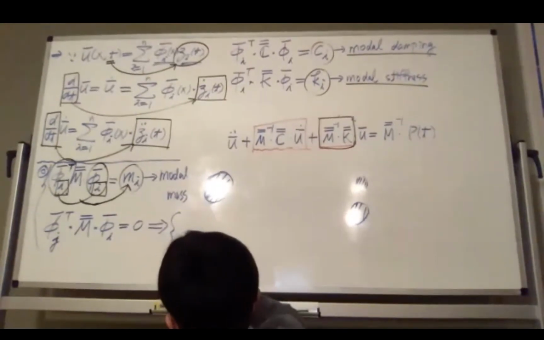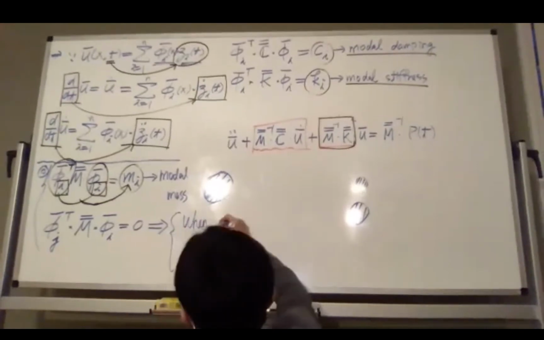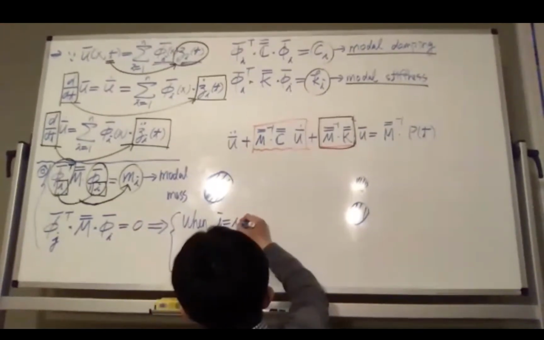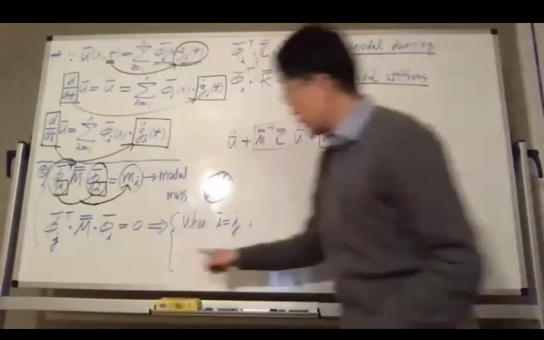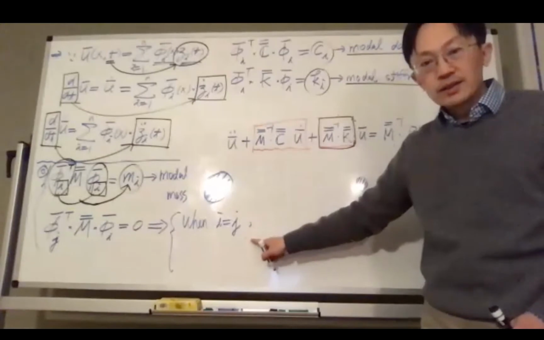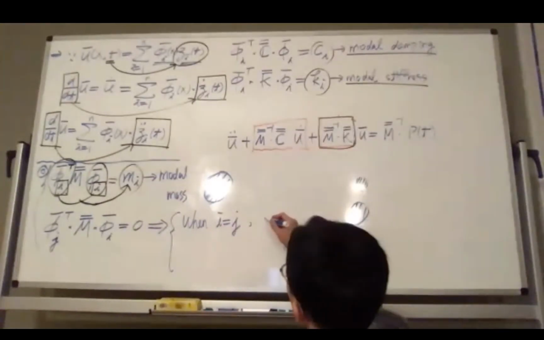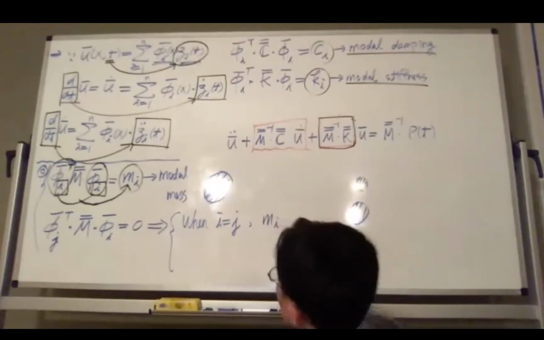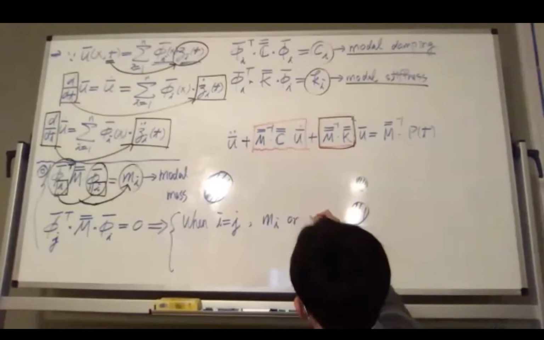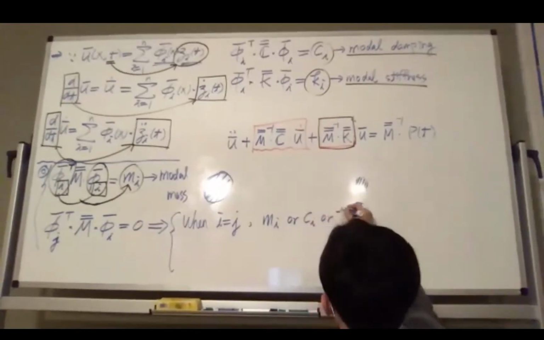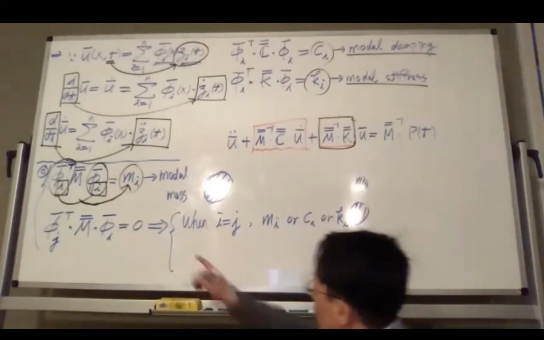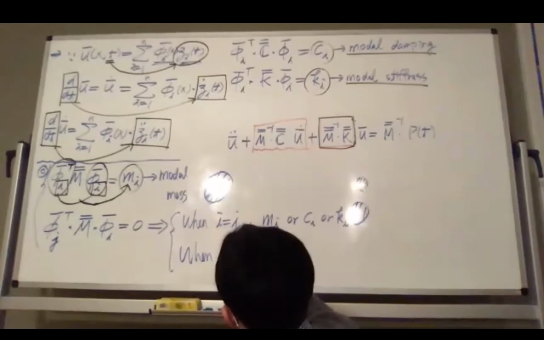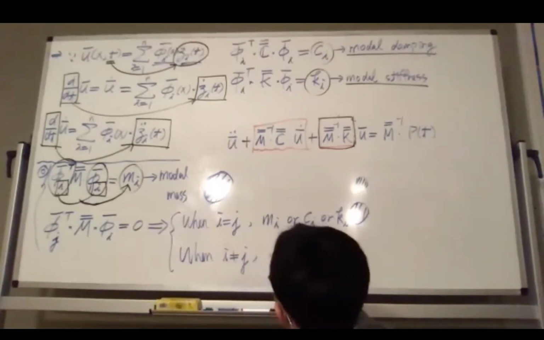This operation, when i and j are the same, will not give you 0, but will give you either modal mass or modal damping or modal stiffness. But when i and j are not the same, we're going to get 0.